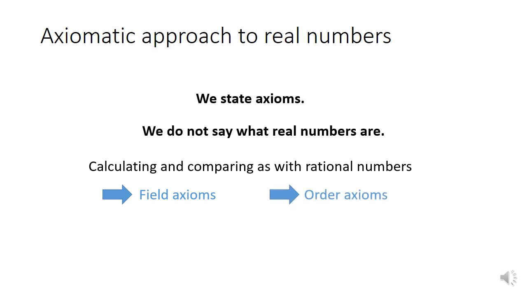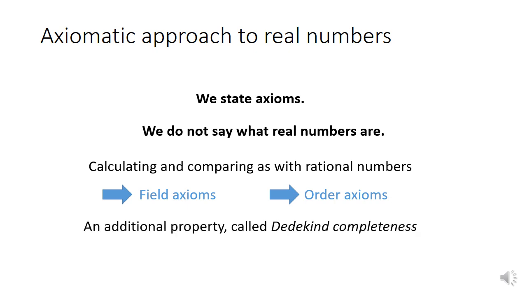Furthermore, we want the real numbers to have a property that we call Dedekind completeness and that we specify with the completeness axiom. If we want to calculate with real numbers in the same way as with naive rational numbers, this means that we have two arithmetic operations, plus and times, which are defined on the real numbers and obey the following rules.